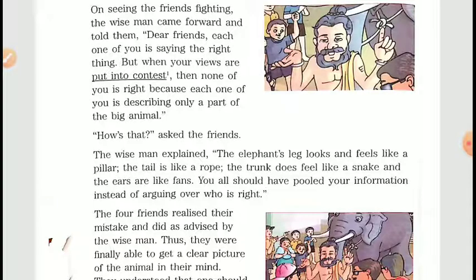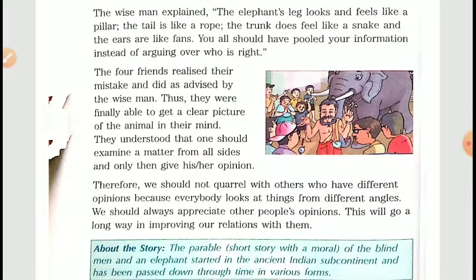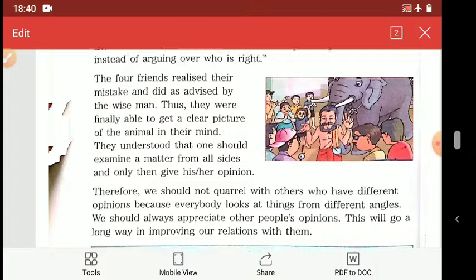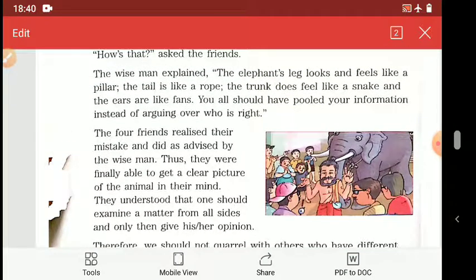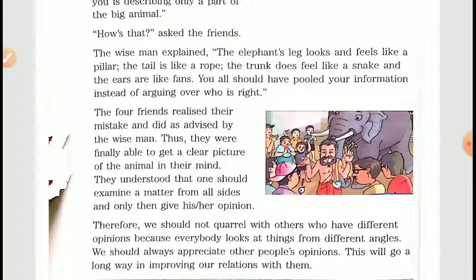Now, when he said this, that you are just describing a part of the animal, not the entire body, the friends asked, how's that possible? Why are we arguing if we are right? The wise man explained. The elephant's leg looks and feels like a pillar. No doubt, as the first friend had said, that the elephant's legs do look like a pillar. If you touch them, you can feel them as a pillar. The tail is also like a rope. The trunk does feel like a snake. The trunk is flexible like a snake. It can turn around. And the ears are like fans, and ears are also of fan shape. So each one of you is right.